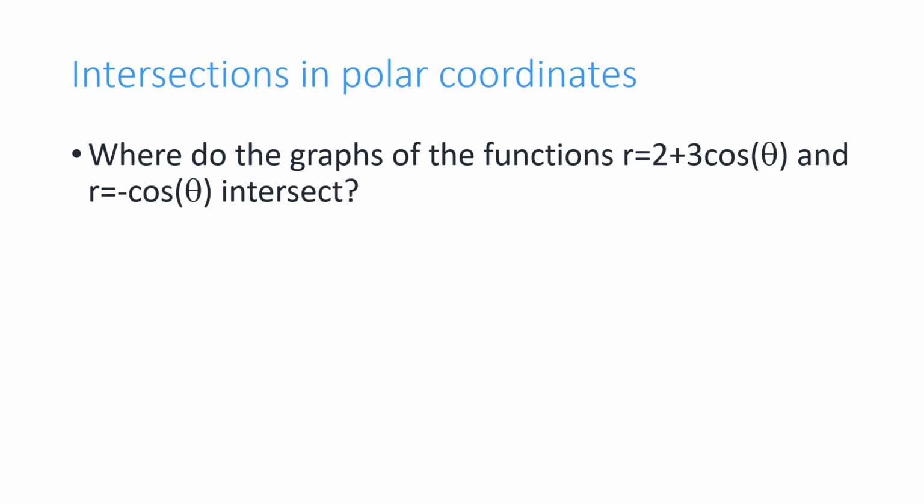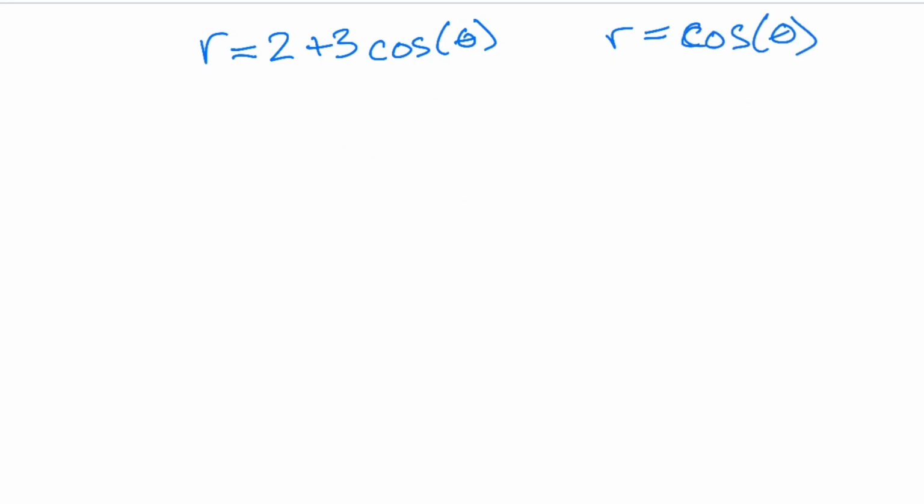What we're talking about are where two curves intersect. It'll take me a minute to write this down here. So I need the curve r equals 2 plus 3 cosine, and then r is equal to cosine. Whoops. So there's my two curves. I want to know where these two intersect.